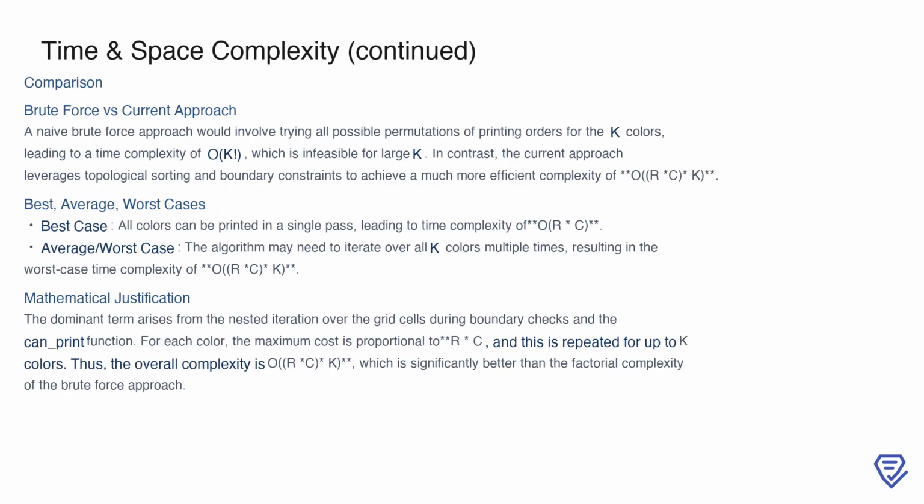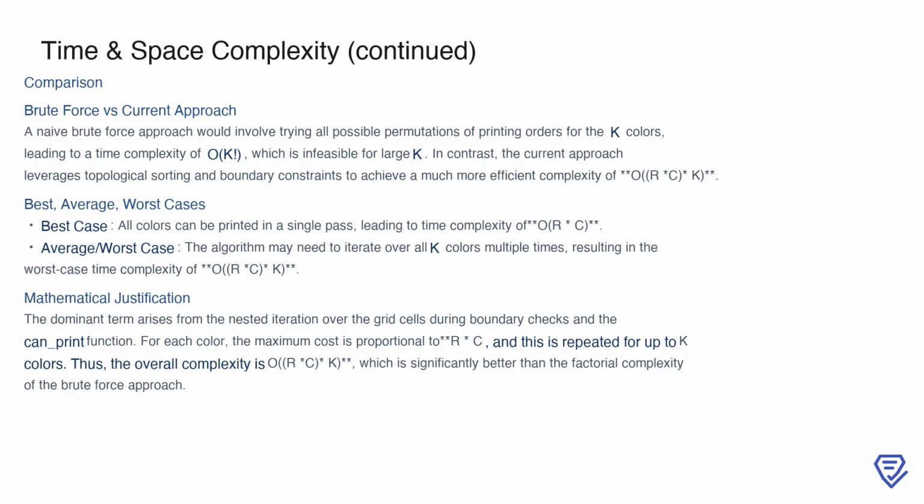When comparing this approach to a naive brute force method, the efficiency becomes clear. A brute force solution would involve trying all possible permutations of the printing order for the K colors, leading to a prohibitive time complexity of O(K!). This is infeasible for large values of K. In contrast, our approach leverages topological sorting and boundary constraints, which reduce the complexity to O(R*C*K).